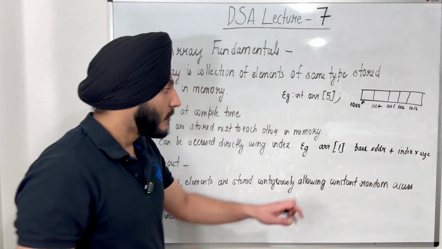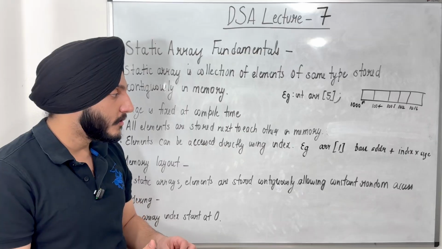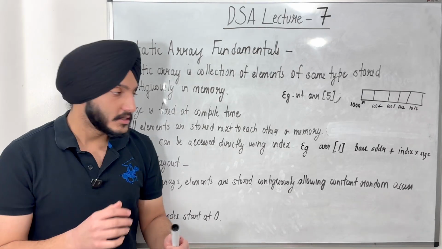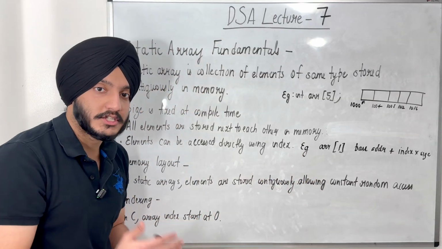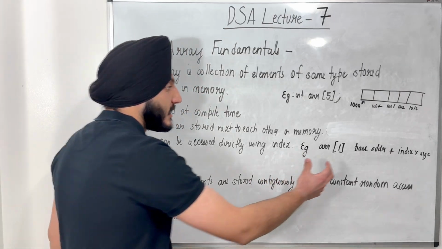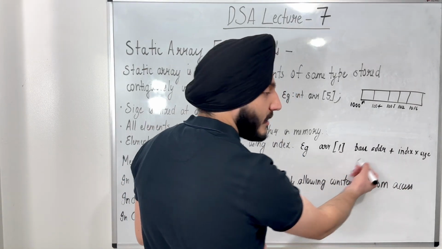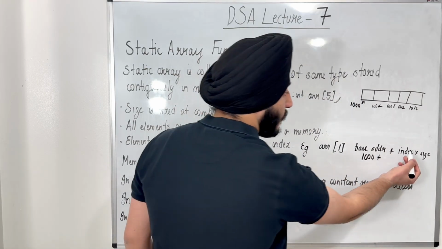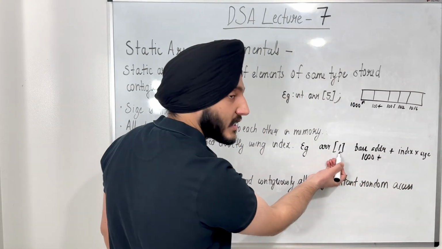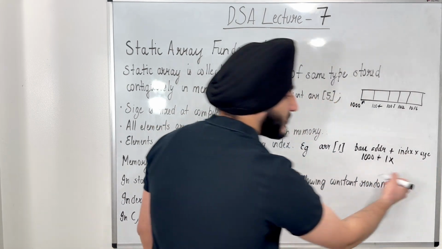Okay, so pause the video, just try to take a look at it, and then I'll try to explain it. The point is that when I try to access any element, I can access it in constant time. The reason is that the computer just needs to do this calculation. It needs to take the base address, which it already has, plus the index that we are looking for, in this case index 1, multiplied by the size of an element.